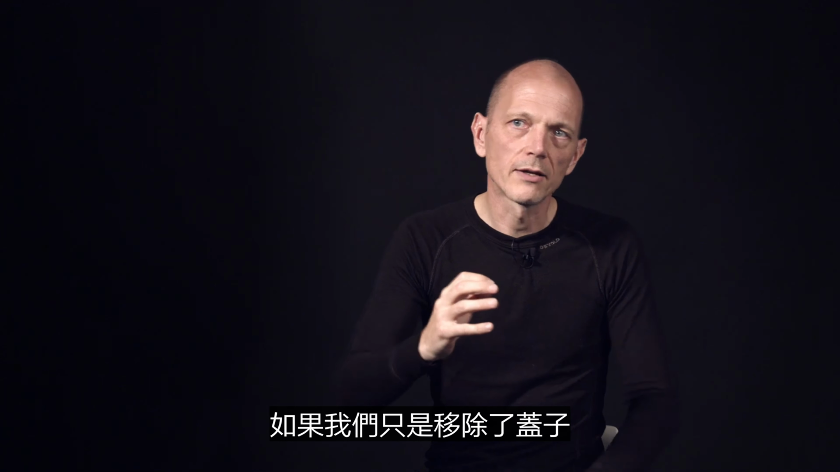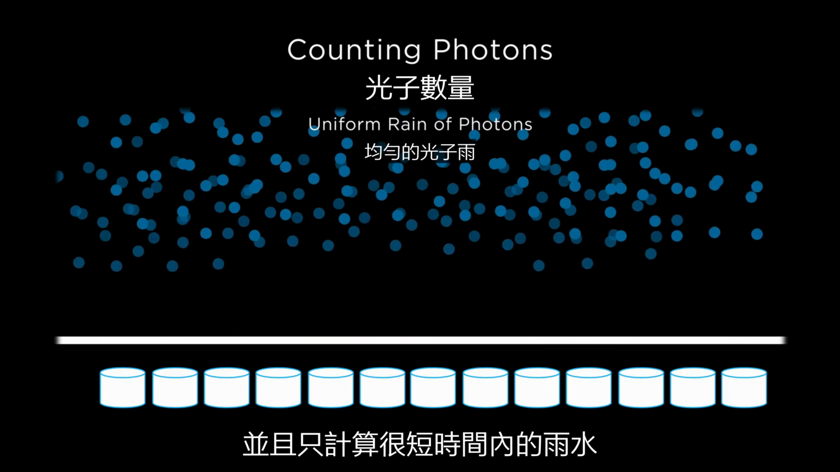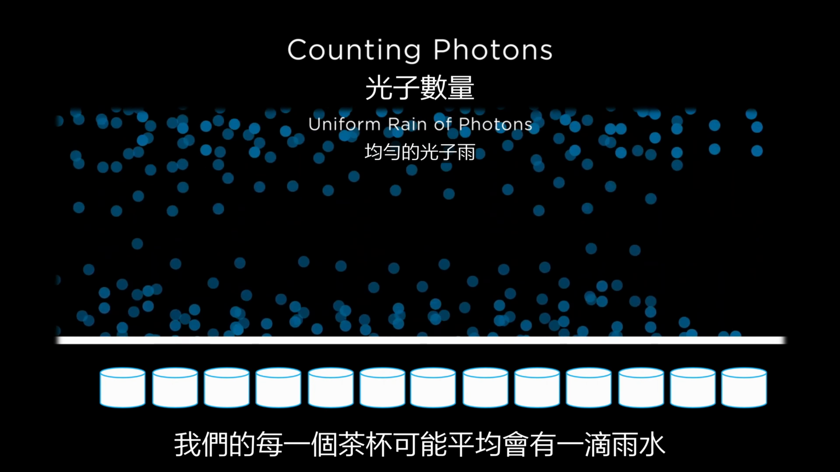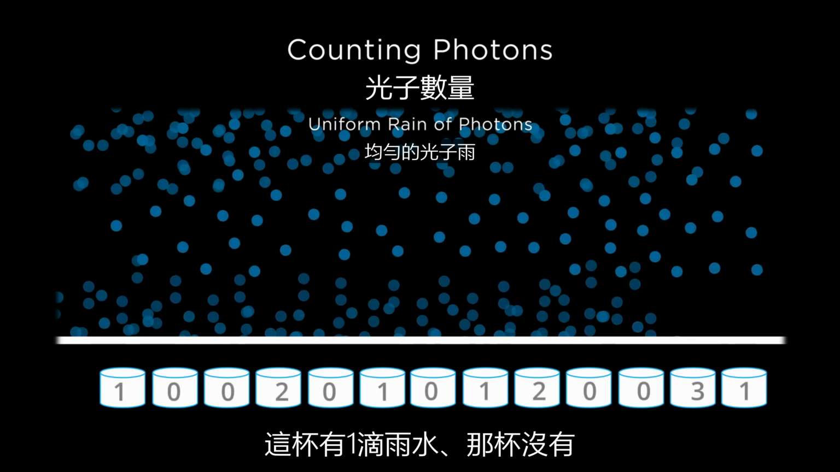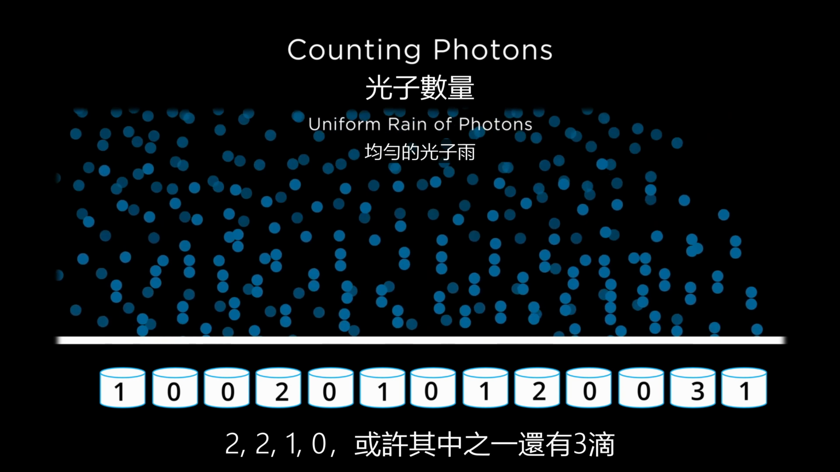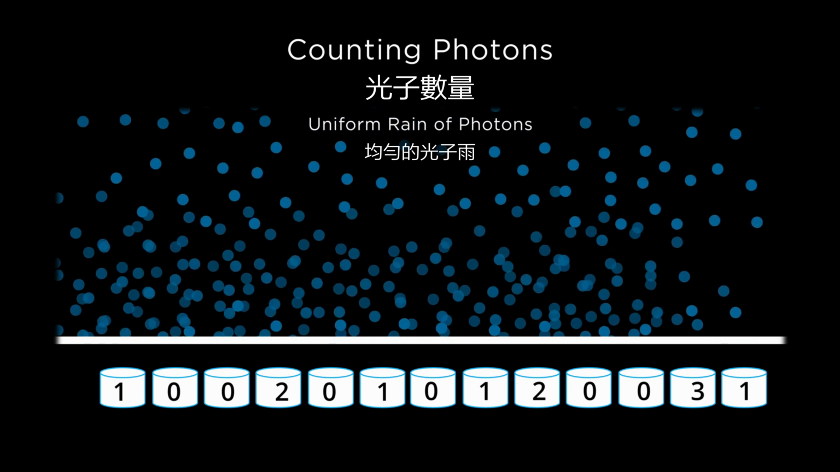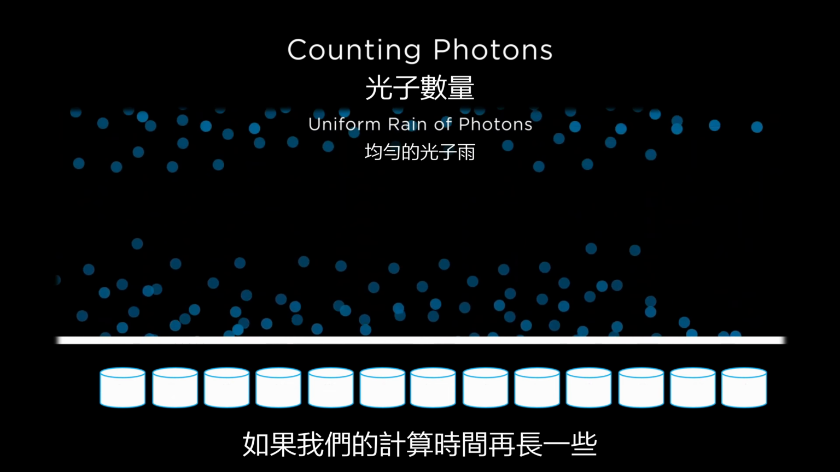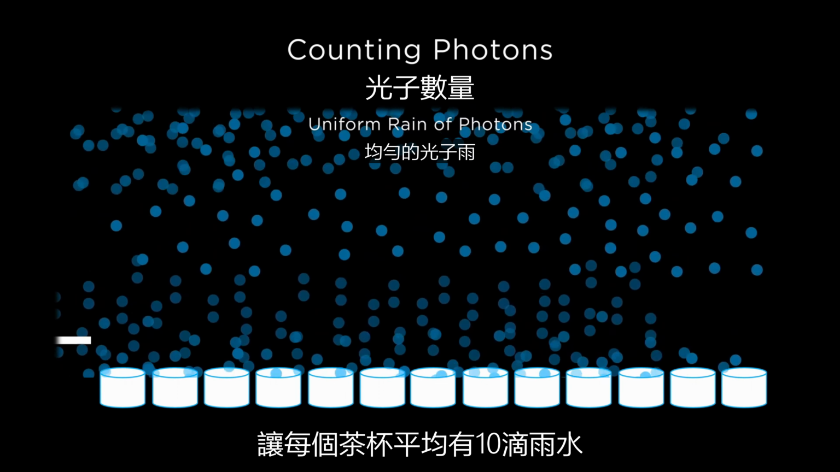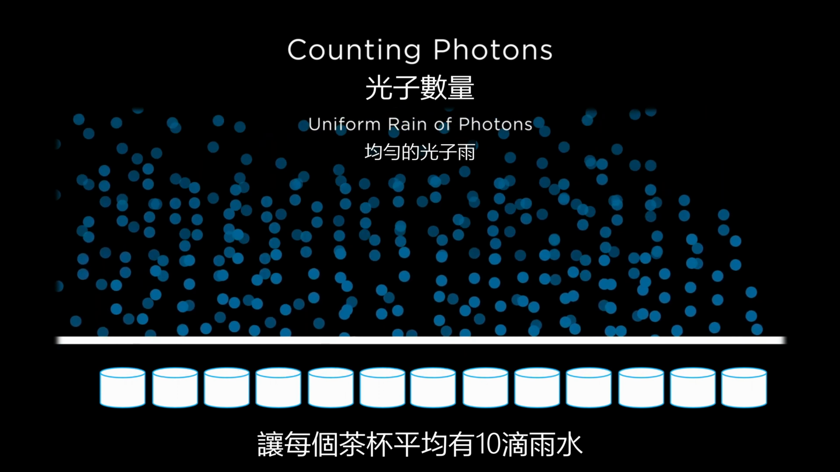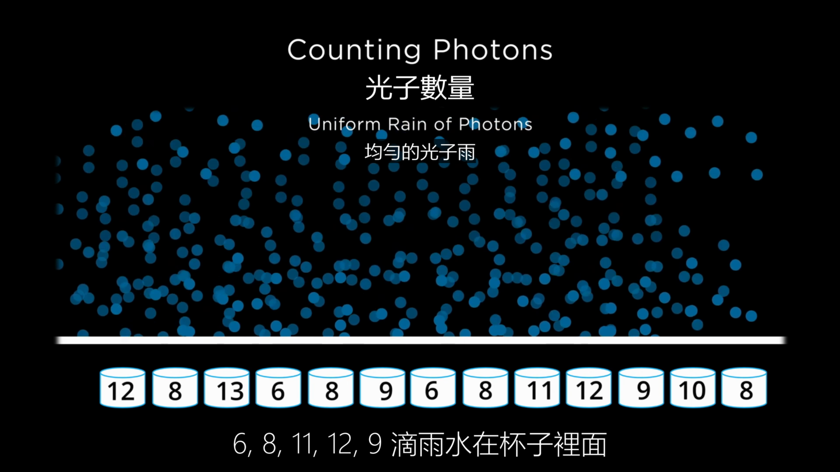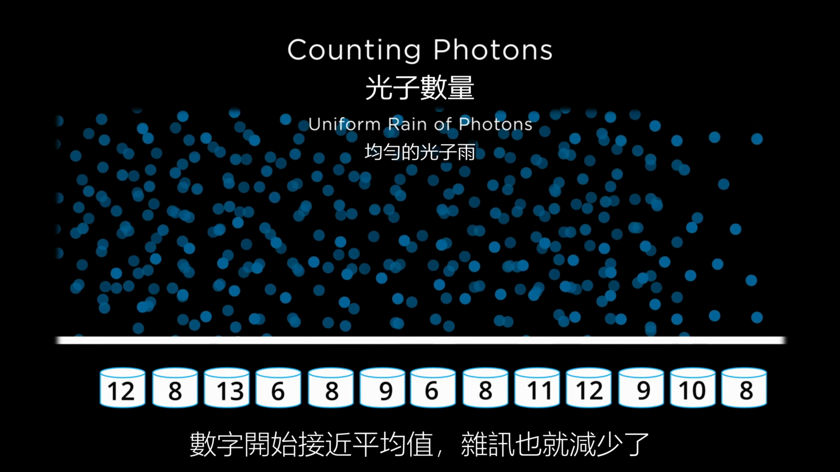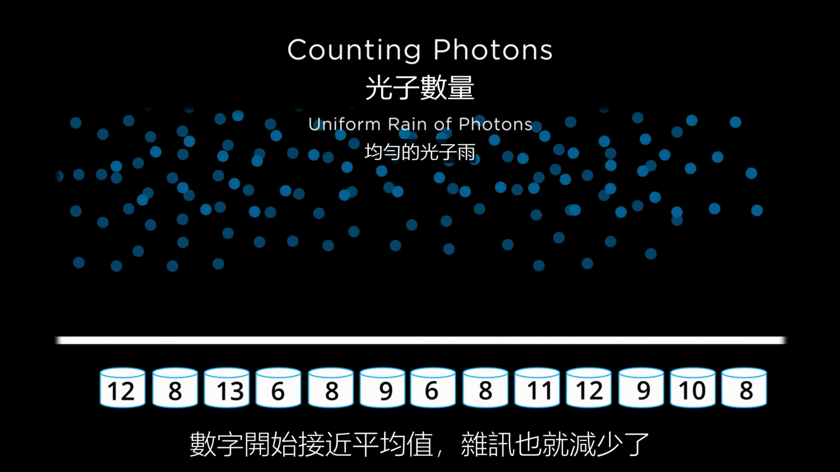If we just remove the lid and count raindrops for a very short time, so that on average maybe 1 drop hit each teacup, we will have 1 in this one, 0 in that one, 2, 2, 1, 0, maybe 3 in one of them. This image signal will be extremely noisy. If we then instead count a little bit longer, so on average we have 10 raindrops in each cup, we will maybe have 6, 8, 11, 12, 9. Already there it starts to average out and become less noisy.